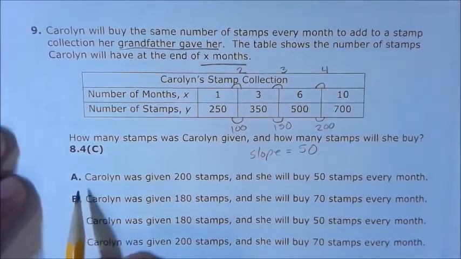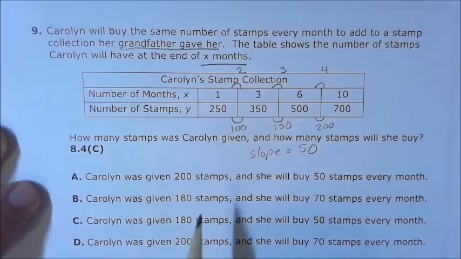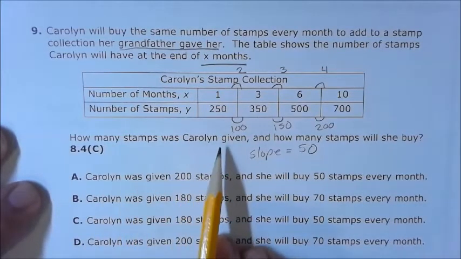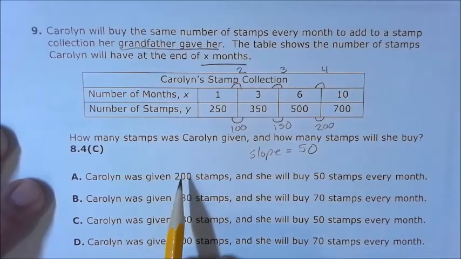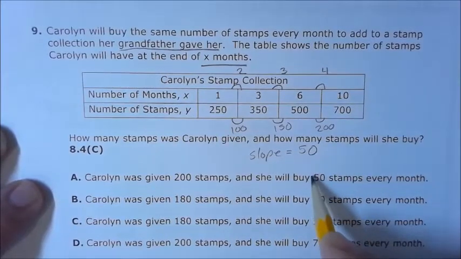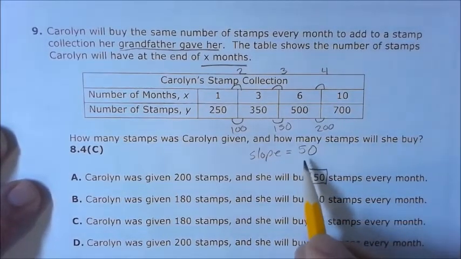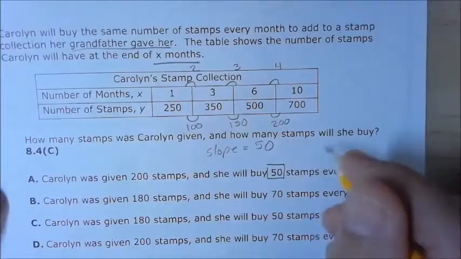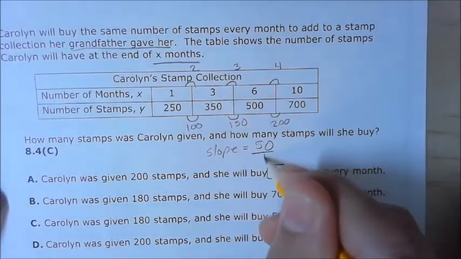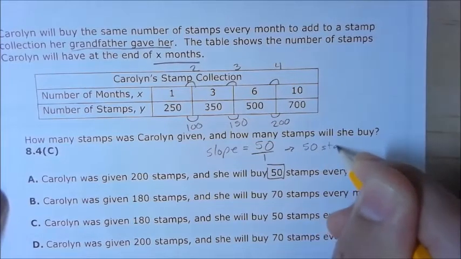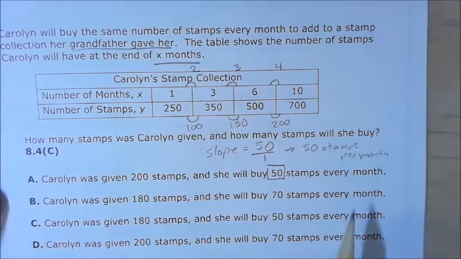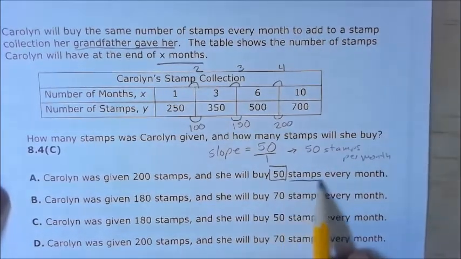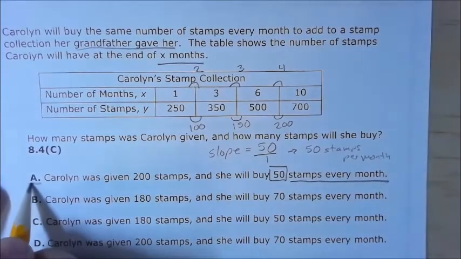I liked what y'all did. And I'm going to read the questions and see which one makes more sense. Because it says, how many stamps was Carolyn given and how many stamps will she buy? So it says, Carolyn was given 200 stamps and she will buy 50 stamps every month. Okay, well, 50 is a good number. We already figured out that our rate of change is 50 stamps. I guess we could write it this way: our slope is 50 over 1, 50 stamps per month. Well, it's saying 50 stamps every month. That's 50 stamps per month. So A is definitely going to be a possible answer.